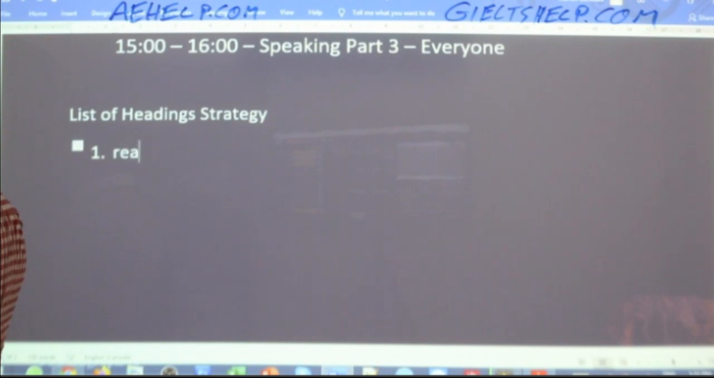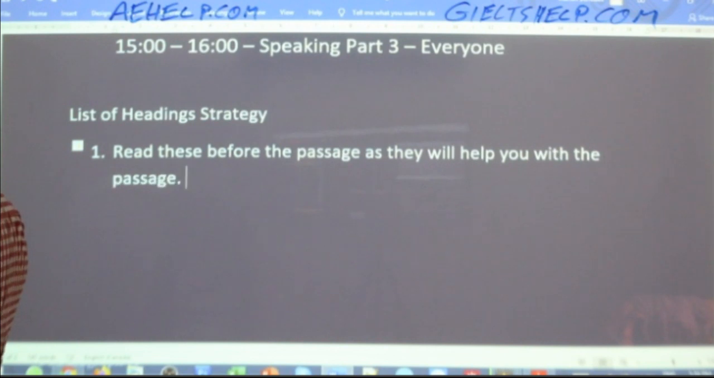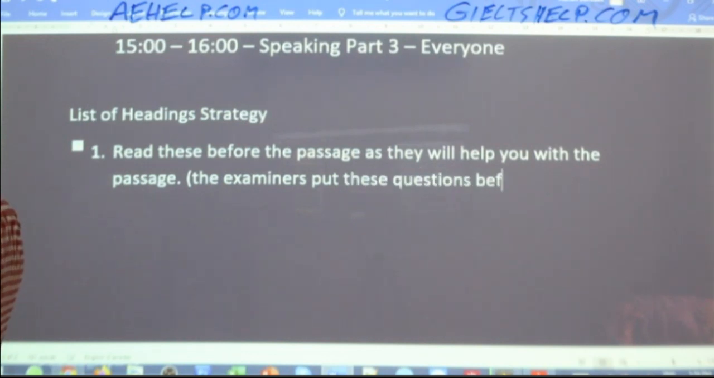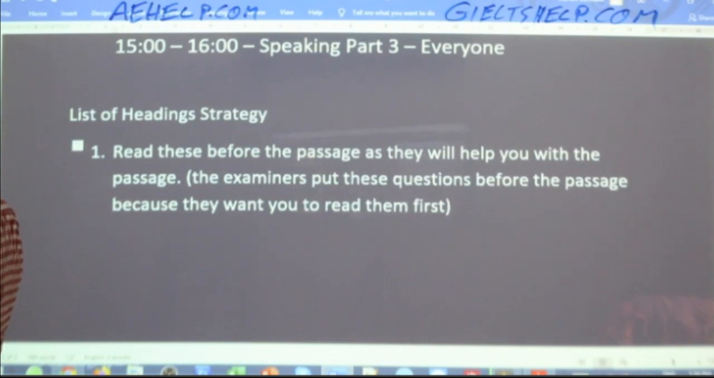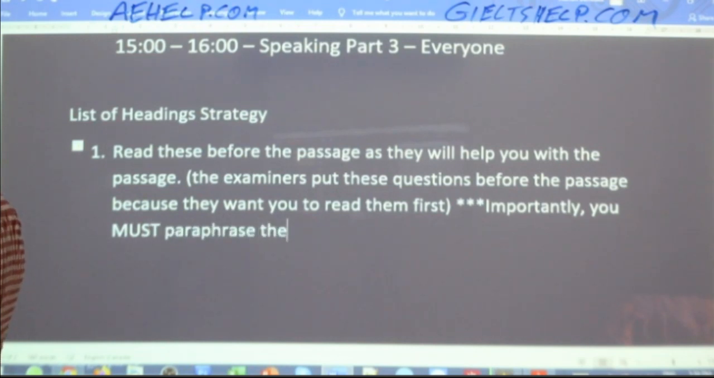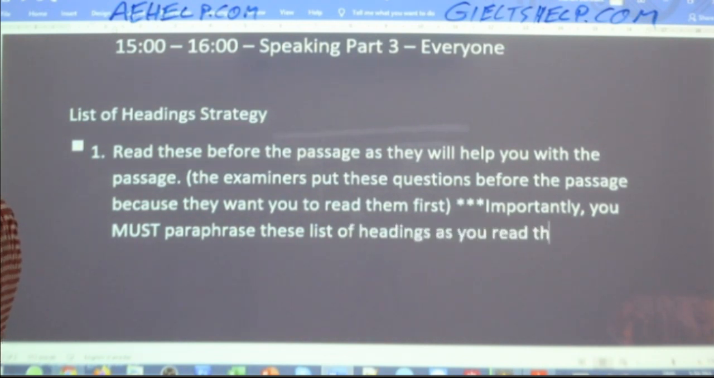Number 1, read these before the passage as they will help you with the passage. The examiners put these questions before the passage because they want you to read them first. Now, importantly, you must paraphrase these list of headings as you read them, because that's how you will see the answers.